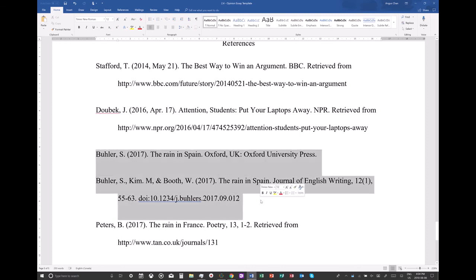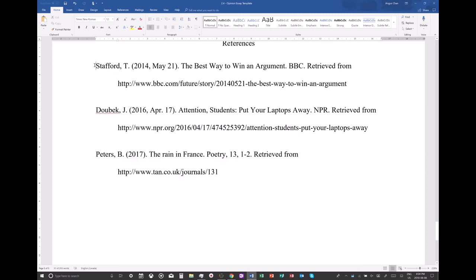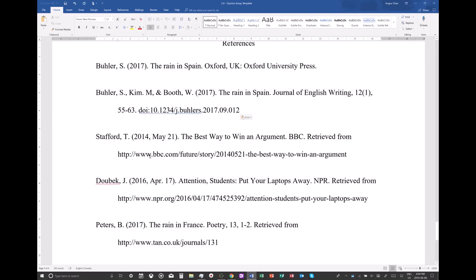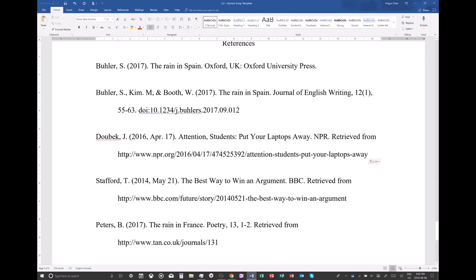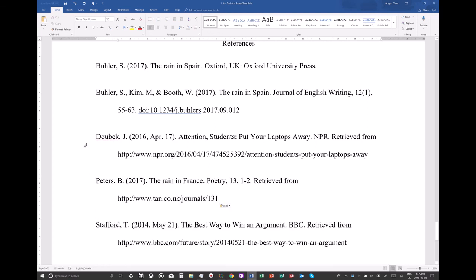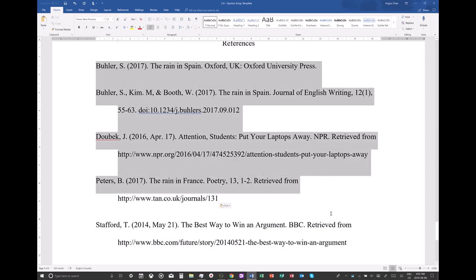So you could cut and paste these sources in. I'll start with the B's, and then the next letter would be D, then the last one, for example, my P, and S. So B, B, D, P, and S. Now they're all in alphabetical order. And you can follow the APA citation guide to cite these sources properly.